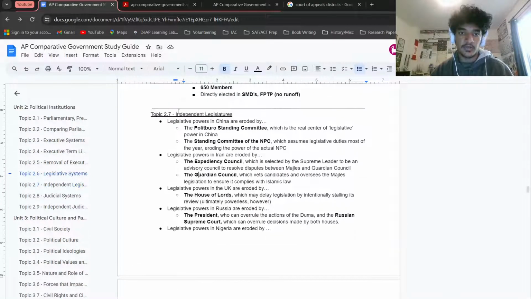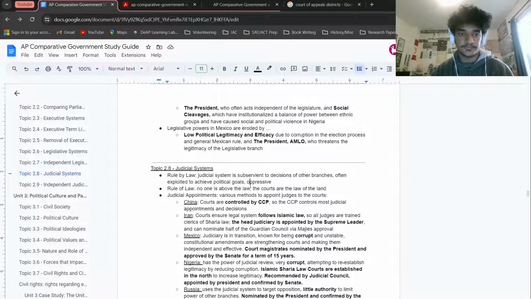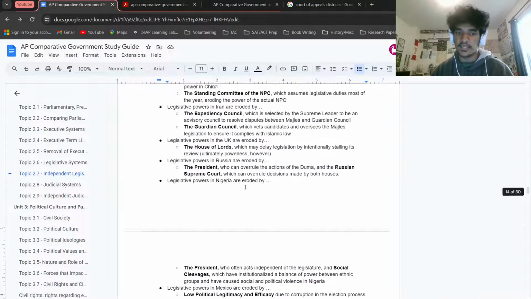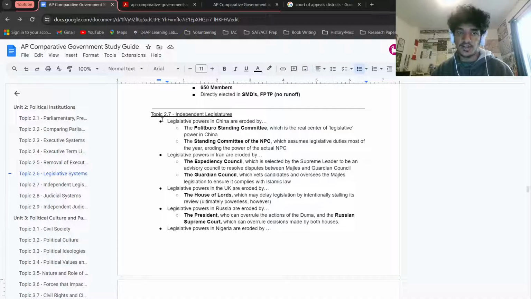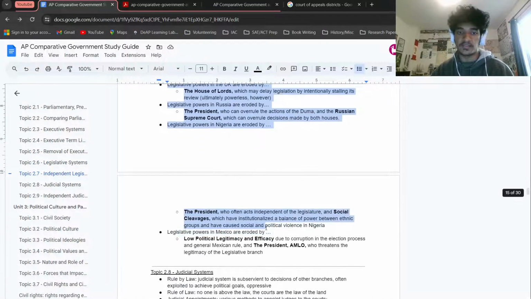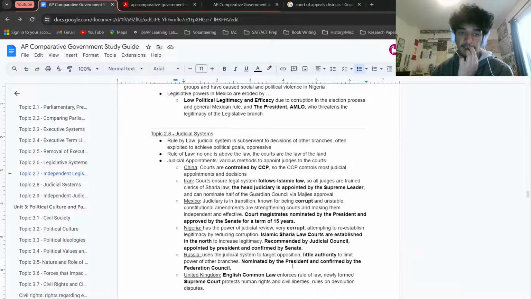2.7, you can see how each branch is eroded in power. I'm not going to go over that because you don't necessarily need to know this. Just understand how governments can lose legitimacy through other institutions in the country.